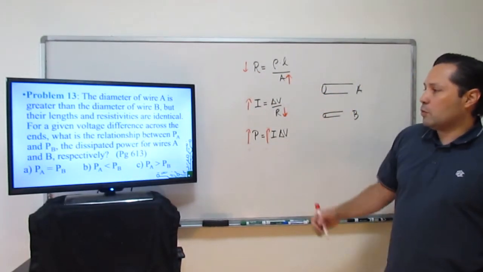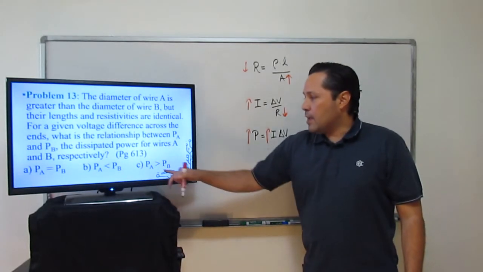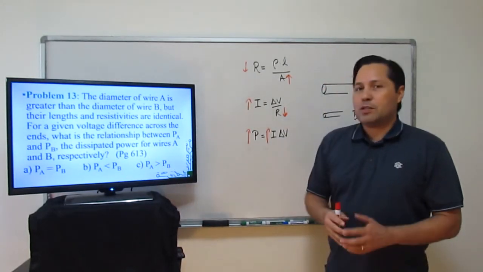So our answer would be letter C. PA is greater than PB. That is problem 13.